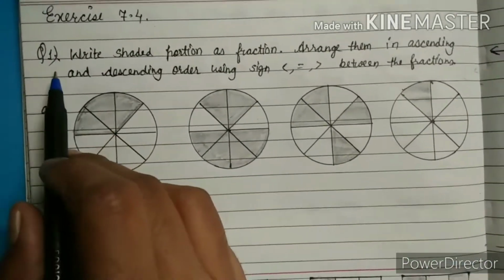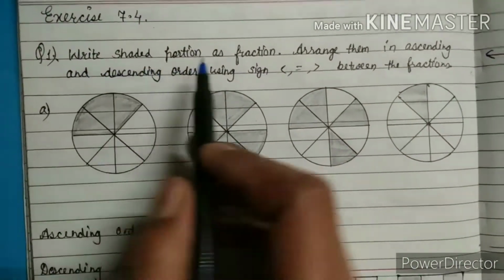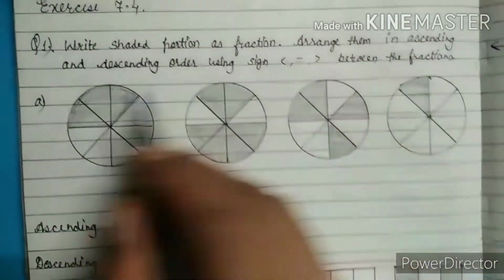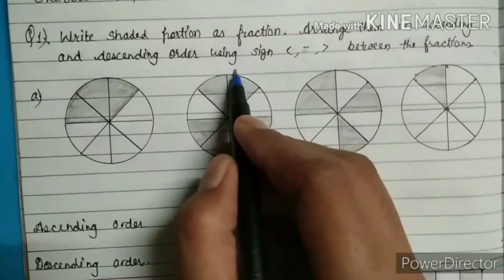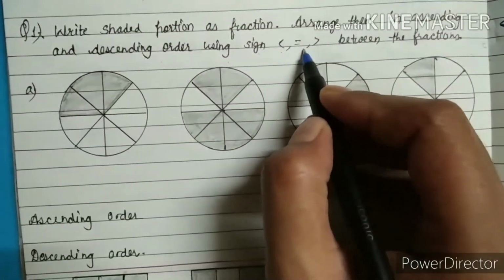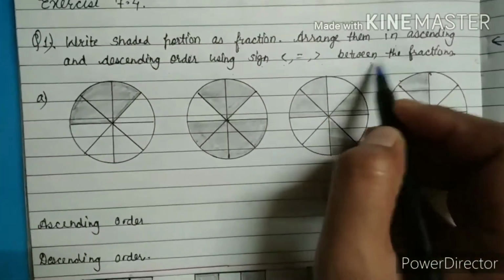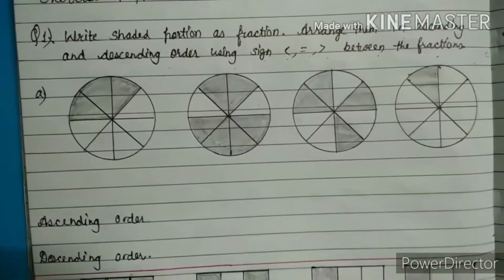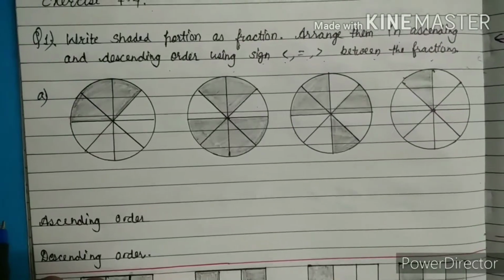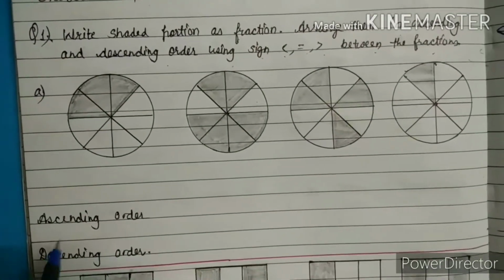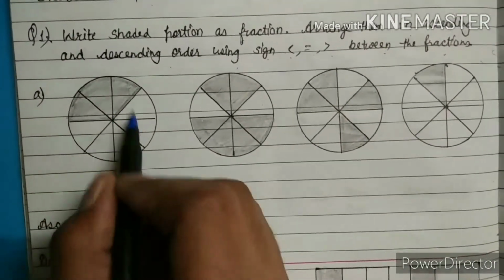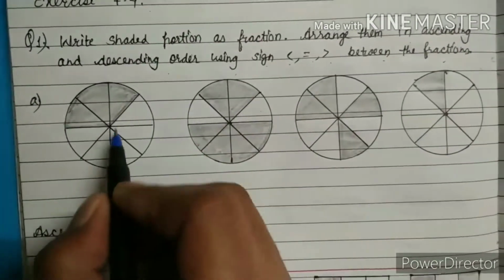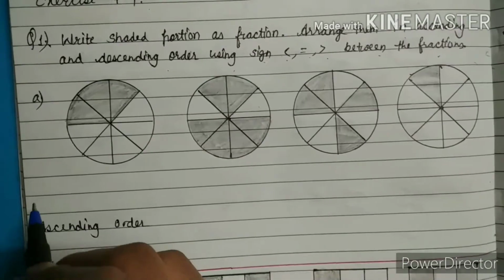The first question is, write the shaded portion as a fraction. Arrange them in ascending and descending order using the signs greater than, equal to, less than between the fractions. So firstly we have to write the shaded portion as a fraction. We know that the number of total partitions comes downside. So simply we will count the number of partitions.